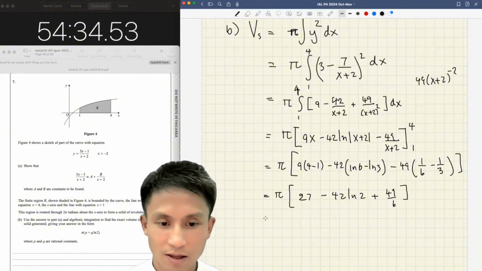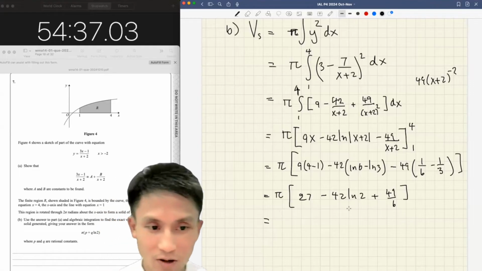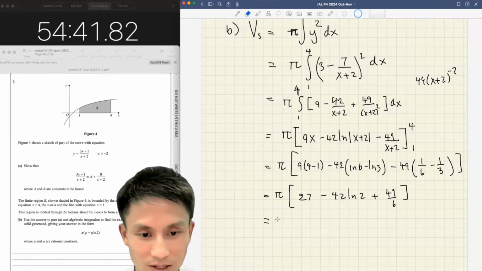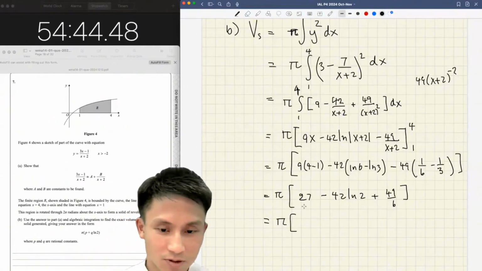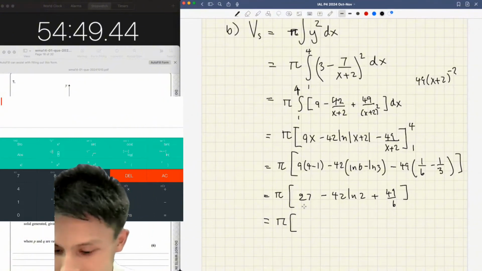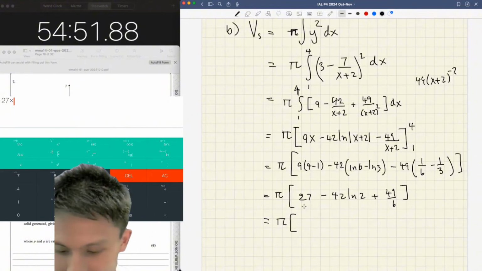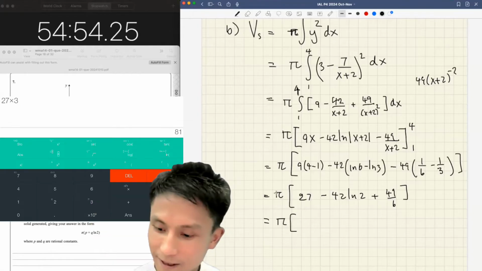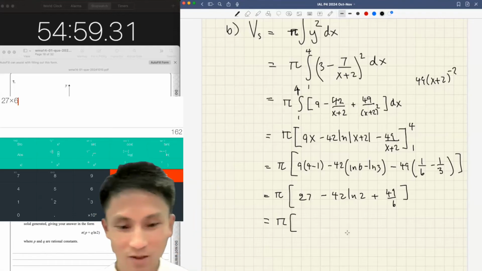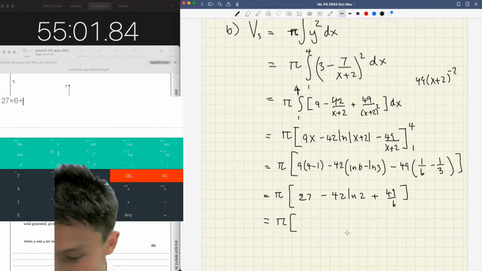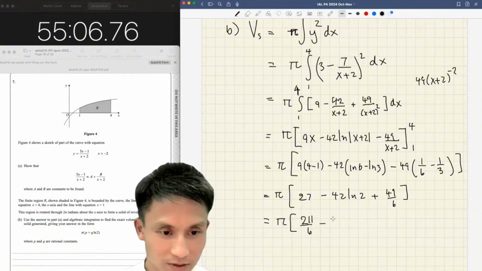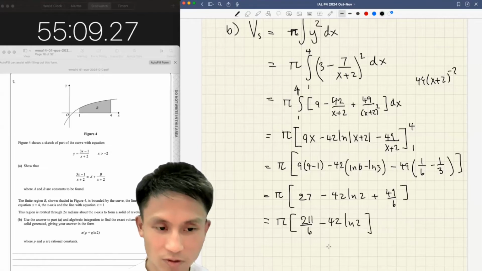Okay. Now simplifying a little bit more, we have a ln 2 there already, so we're just going to simplify these two guys and get the answer there and be done. So, okay, calculator, 27 times 6. All right. So that is 162, and then I'm going to add 49. So I get 211 over 6 here, minus 42 ln 2.